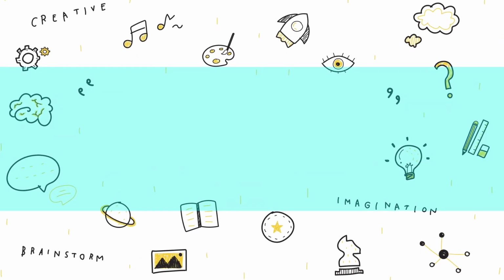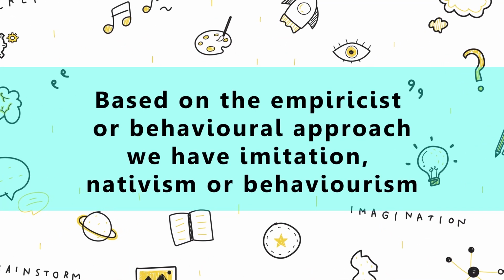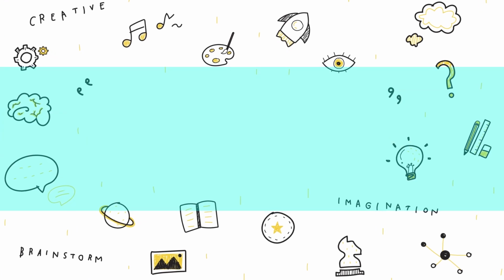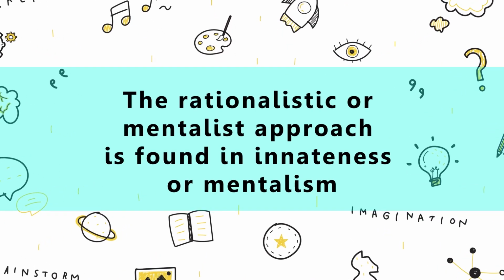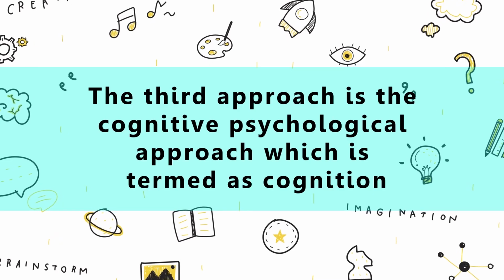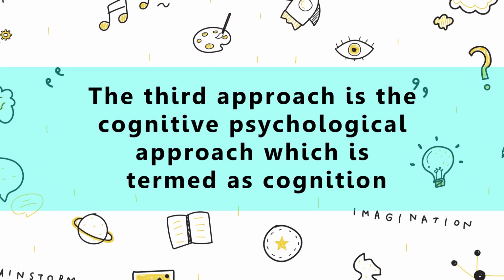Many theories and approaches have emerged over the period of years to study and analyze the process of language acquisition. The leading schools of thought which provide theoretical paradigms for language acquisition are: firstly, based on the empiricist or behavioral approach, we have imitation, nativism, or behaviorism. The rationalistic or mentalist approach is found in innateness or mentalism. The third approach is the cognitive psychological approach, which is termed as cognition. Therefore, these theories may be classified into 3 major approaches to language learning.